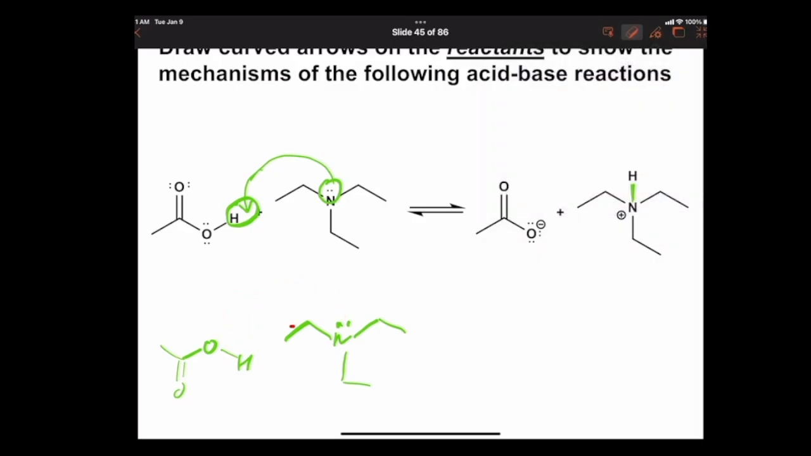The other really, really common thing I see with acid-base reactions, oh, I'm doing an acid-base. This is my base. Here is my acid. Okay, great. That hydrogen needs to go right there. What's wrong with that notation?